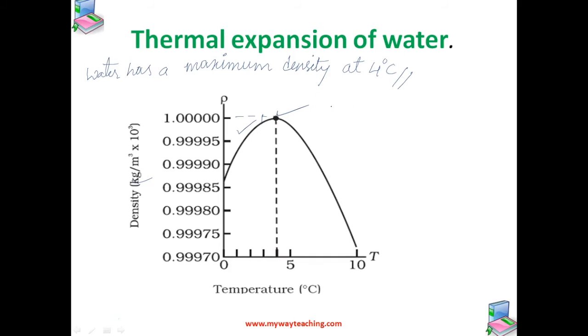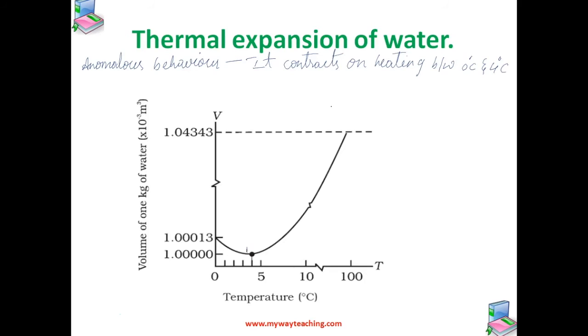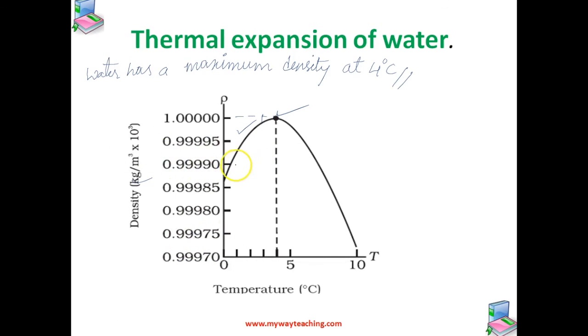So this is the anomalous behavior of water, which means between 0 to 4 degrees Celsius, whenever you heat that water, it contracts, and since that water contracts, the volume of a given amount of water decreases, as it is cooled from room temperature until it reaches 4 degrees Celsius. As you can see in this figure, below 4 degrees Celsius, the volume is constantly increasing.